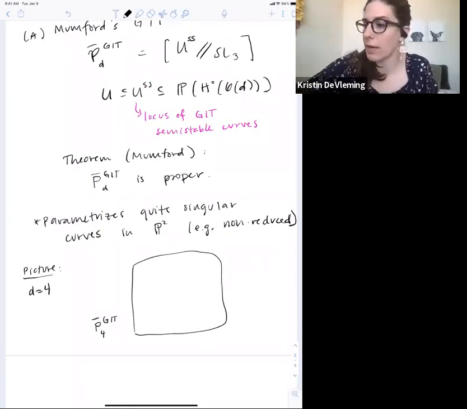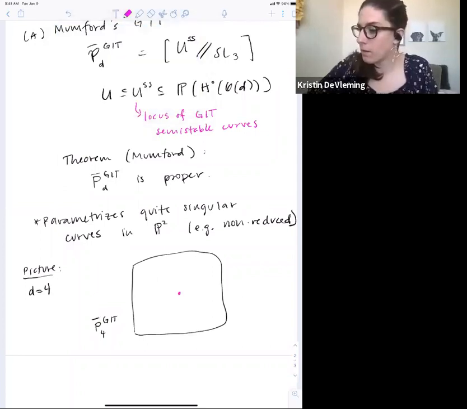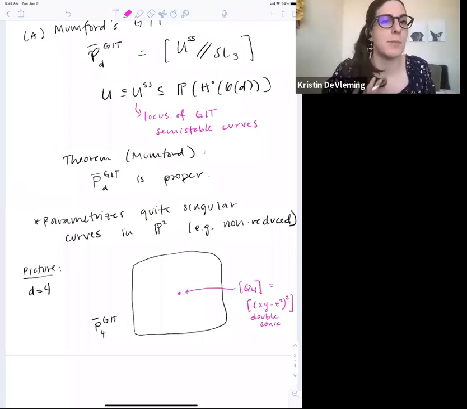And we have some special loci. So we have a special point, draw it in pink, which I'll call Q4, maybe. And this is the class of a double conic. So take your favorite smooth conic in P2 and square that equation to get a quartic curve. So this is a GIT semi-stable curve. In fact, this point represents a class of curves, but this is the unique polystable member, and it's everywhere non-reduced, so it's everywhere singular.